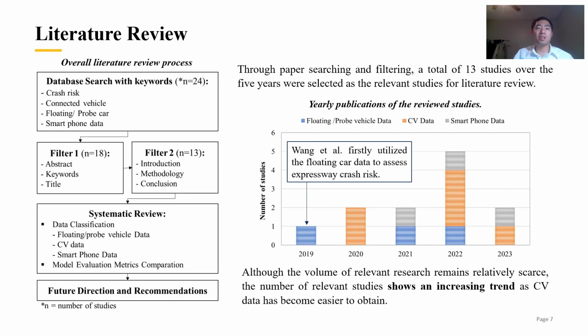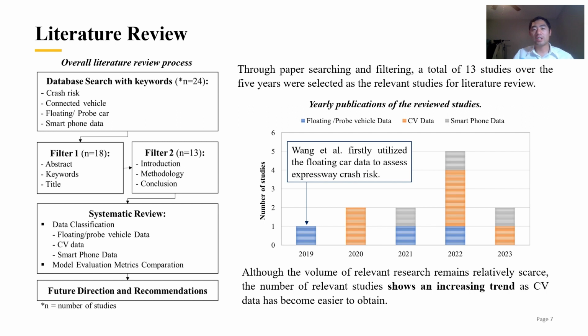We first conducted a systematic literature review. First, we searched for papers through some keywords, and then we did some filtering based on their abstracts, keywords, and titles, and also their introduction, methodology, and conclusion. After the paper searching and filtering, a total of 30 studies over the 5 years were selected as the relevant studies for our literature review.